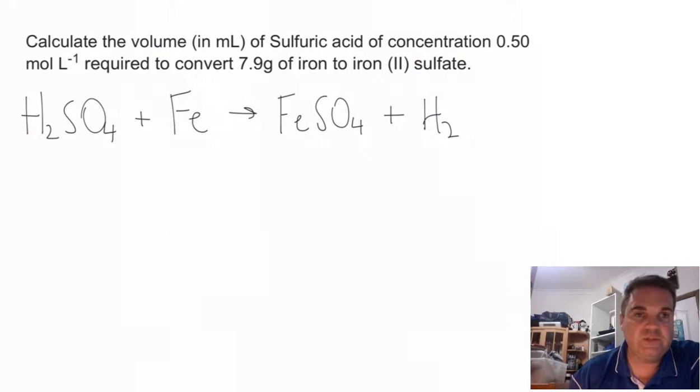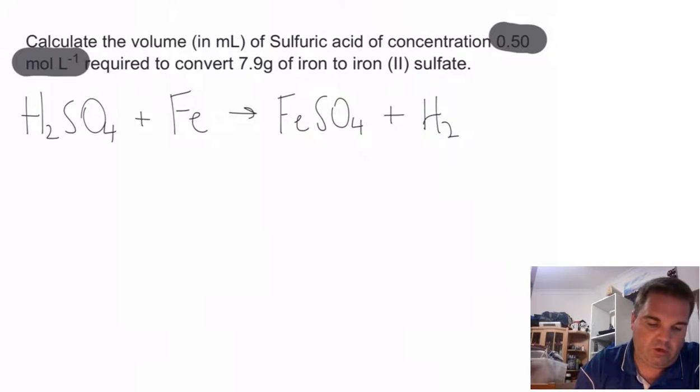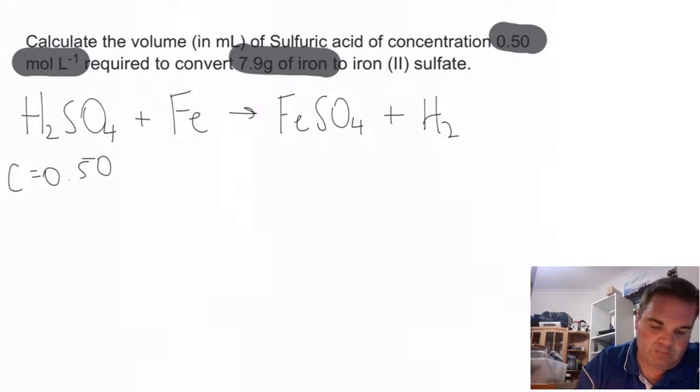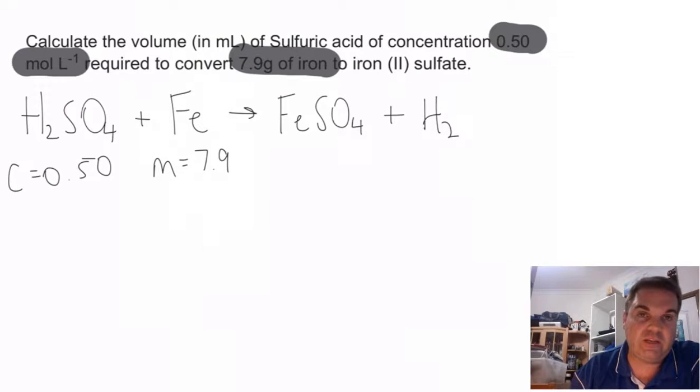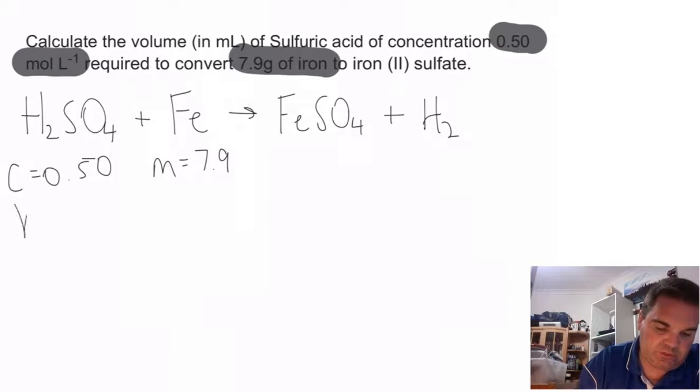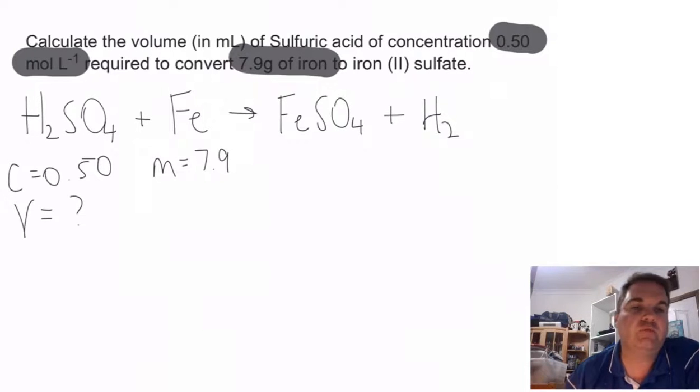Next we go to the equation and pull out the information that we know. First thing we're given is 0.5 moles per litre of sulfuric acid. So we've got concentration equals 0.50 moles per litre. The other bit we get is 7.9 grams of iron, so mass of iron equals 7.9 grams. And we're trying to calculate the volume of sulfuric acid, so we're trying to calculate the volume over here. I find it really helpful to put in what we're trying to calculate, because that helps me keep it in mind for later on.